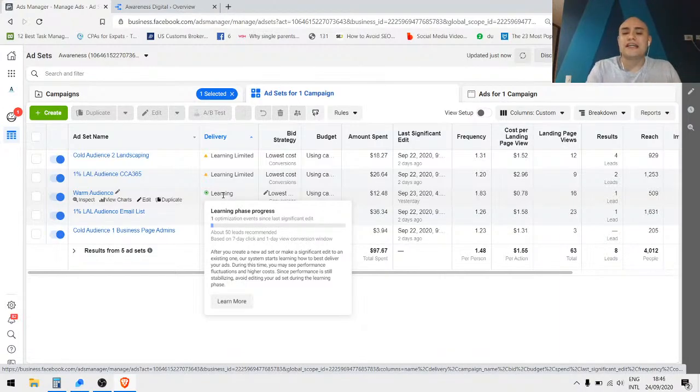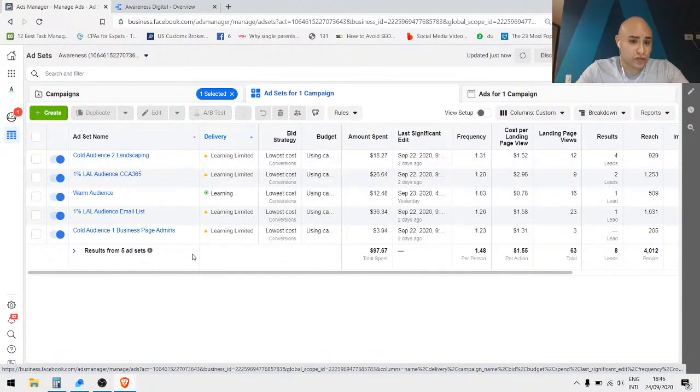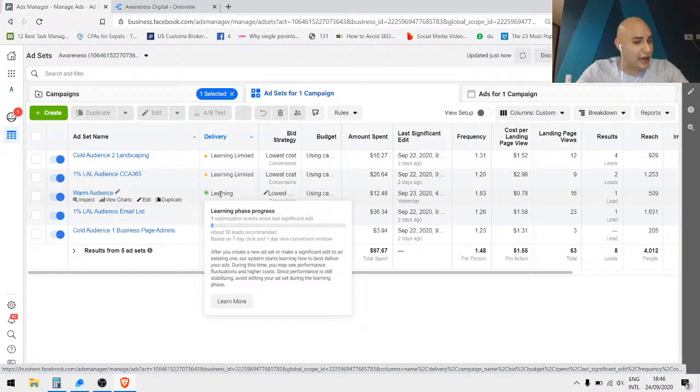So you're ultimately going to judge how effective your campaign is by the number of leads that come in or people that contact you. Let's say this, and I'm telling you, all these that just switched over to Learning Limited, I don't think any of them got past 2 optimizations, even though it clearly says 50 leads is recommended. Of course 50 leads. Facebook wants you to spend more money, right?